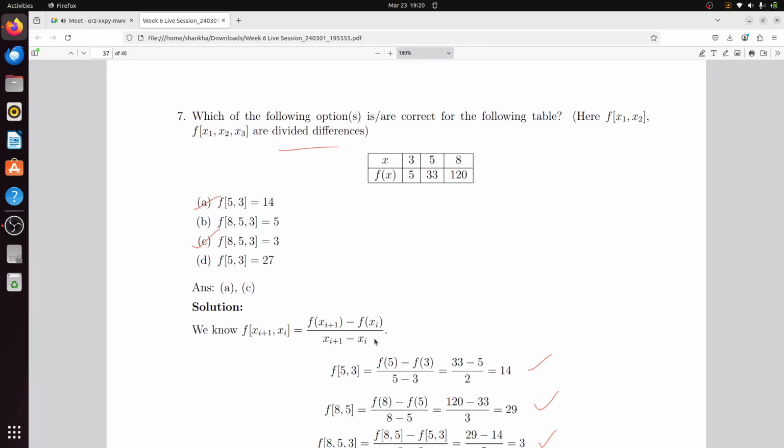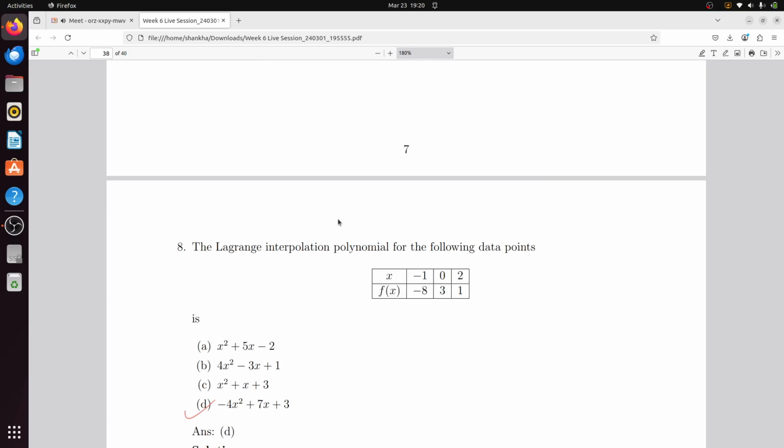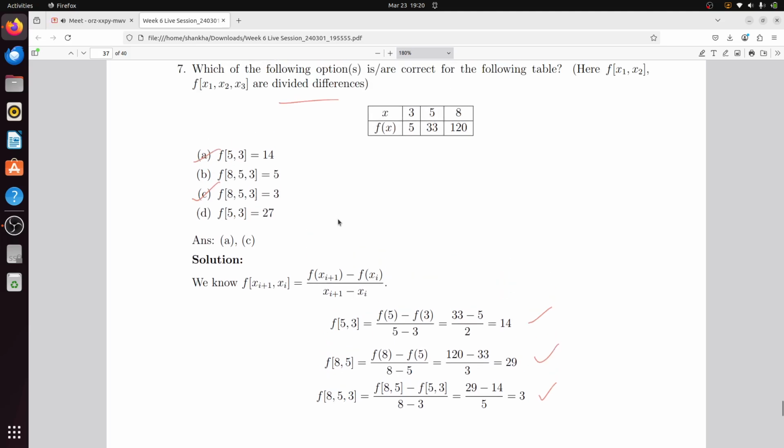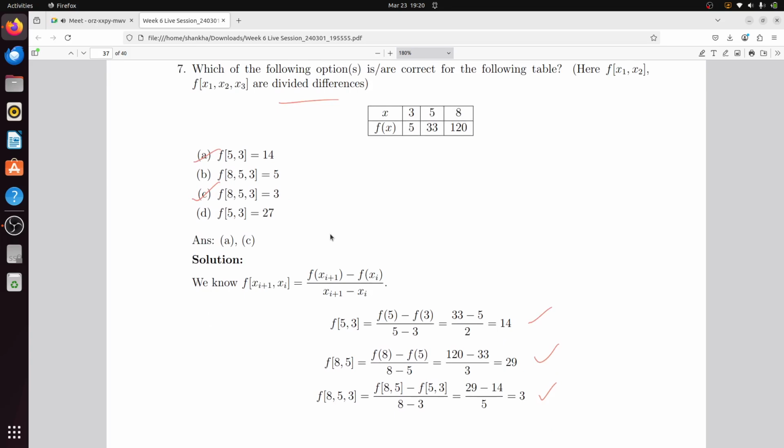Which of the following options is correct for the following table? I have not discussed divided difference, okay, but still I will. I hope that you have watched the SAT's video. So what happens in divided difference? This is also applicable if your points are non-equispaced. So you have 3, 5, 8, so they are non-equispaced.